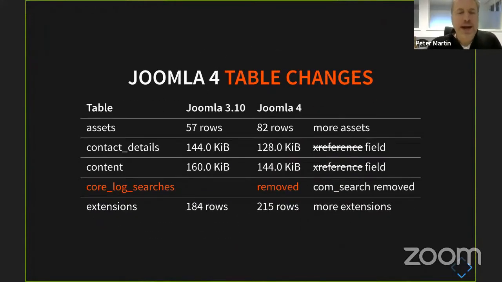So I have only a couple of tables that changed. In all the tables, like contact details and content, in the past we had a field called X reference. It's not there anymore in Joomla 4. In the past, we had something called core log searches. It was for com search, but because com search has been removed, this table has been removed as well. We have more extensions, more plugins, etc. in Joomla 4. So therefore, we have more rows.